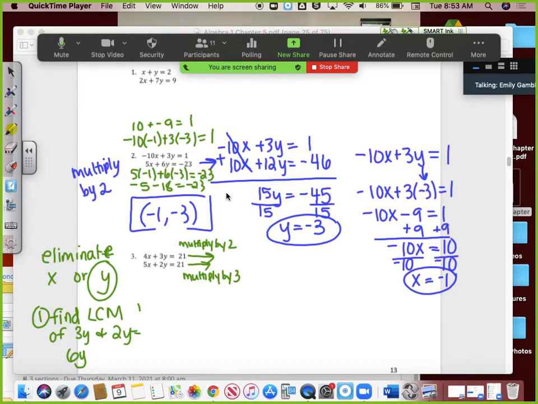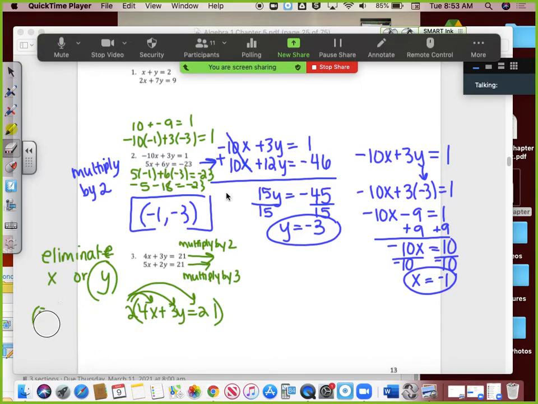So what I'm going to do is take 4x plus 3y equals 21. I need to multiply this all by 2. And it's very important that when you do that, every single number gets multiplied by 2. So step 1 was find LCM. And we're multiplying this all by 2. So 2 times 4x is 8x. 2 times 3y is 6y. 2 times 21 is 42. So now my new equation for the first one is going to be 8x plus 6y equals 42.